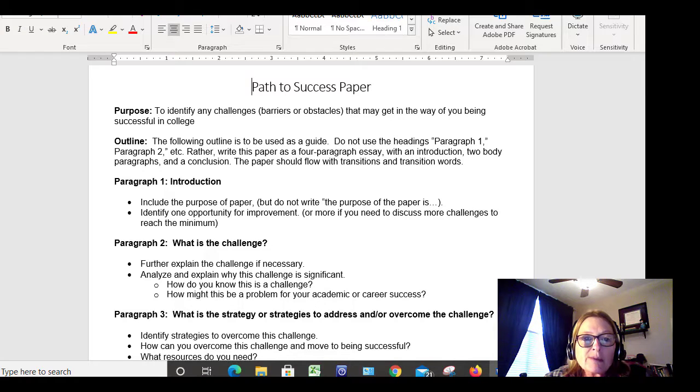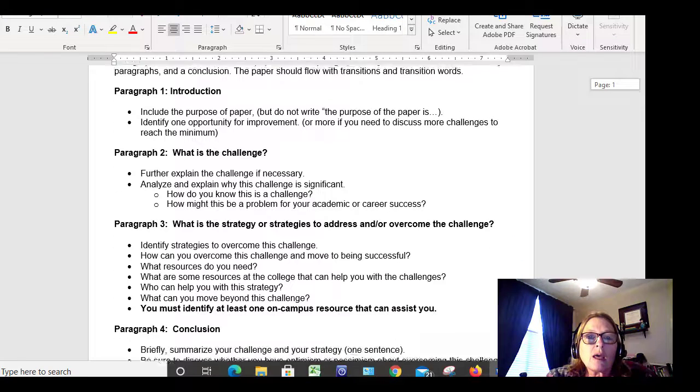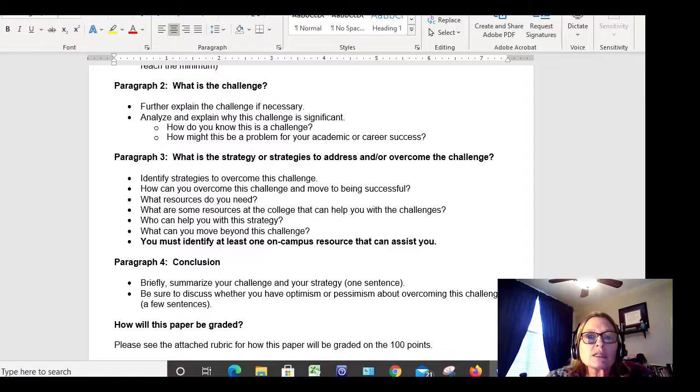The first paragraph is the introduction. Include the purpose of the paper, but just don't write "the purpose of the paper is." Identify one opportunity for improvement, or more if you have more challenges that you are facing. Okay, paragraph 2, what is this challenge? Further explain the challenge if necessary. Analyze and explain why this challenge is significant. How do you know this is a challenge? How might this be a problem for your academic or career success?